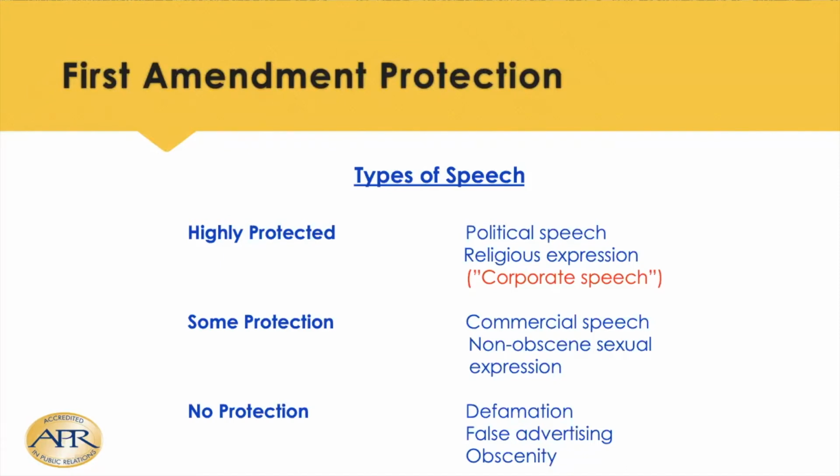All right, so just to briefly talk about First Amendment protection in terms of speech and where does public relations fall within this. There are basically what we call three buckets, or types, of speech. So from a First Amendment protection standpoint, what kind of speech is actually protected? The most highly protected type of speech, of course, is political speech and religious expression.